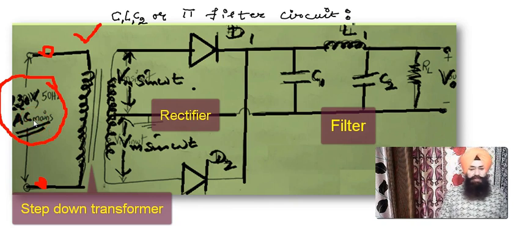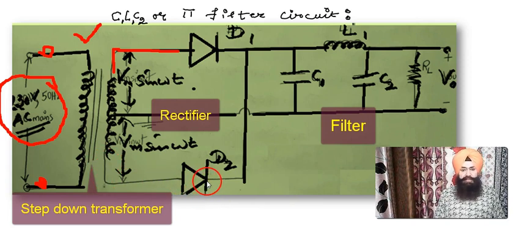So for this conversion AC to DC, there is a transformer. Now these two lines show the iron core. Now this one is the secondary coil. At one end of the secondary coil, there is one diode connected, and at the second end of the secondary coil, there is a second diode connected.